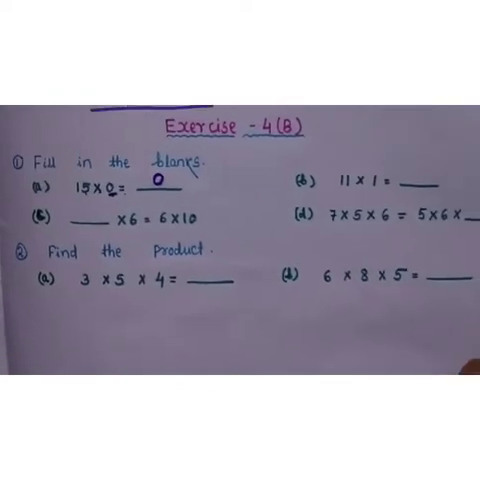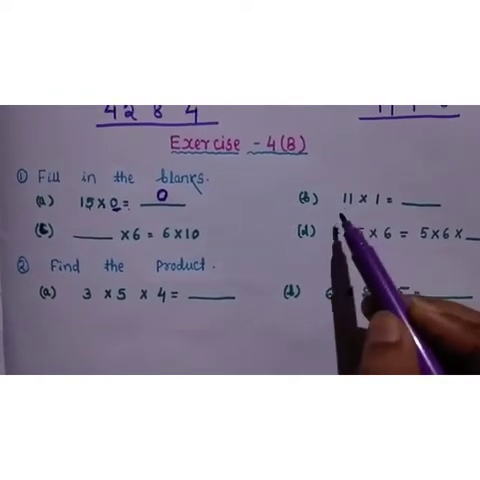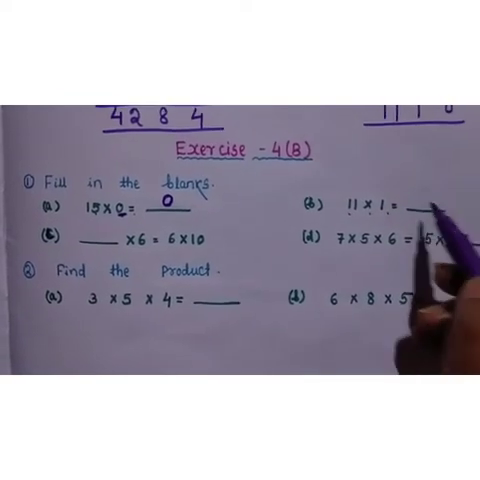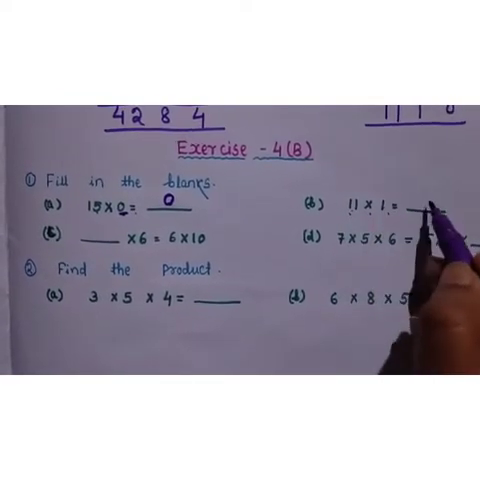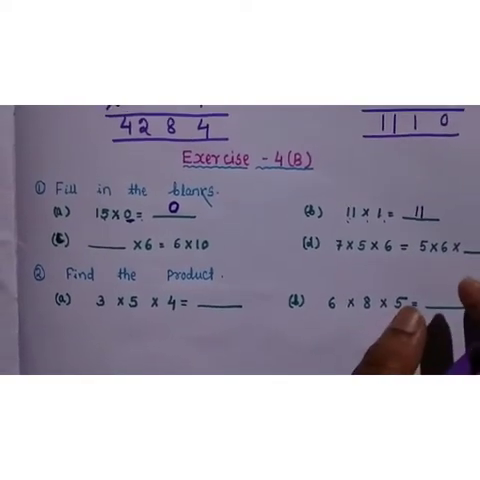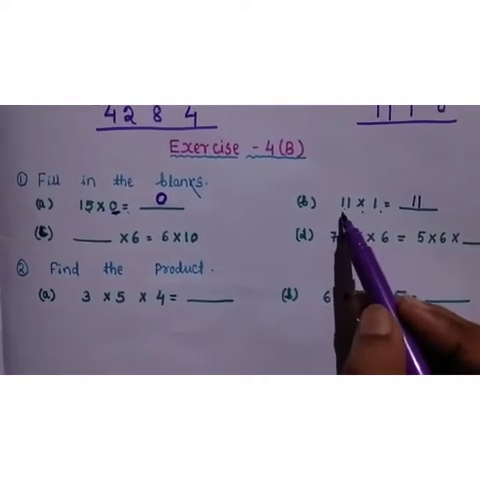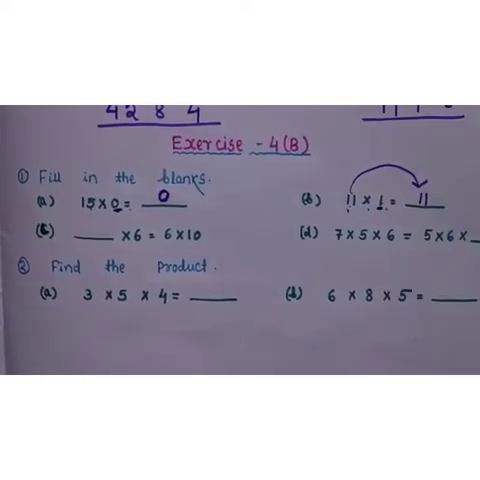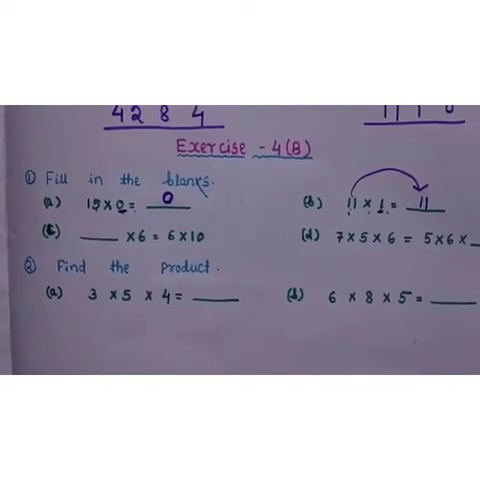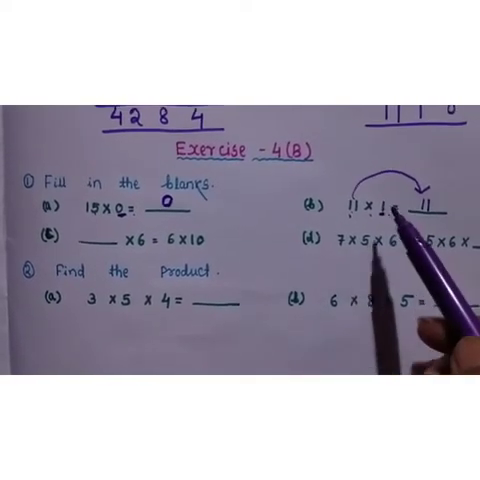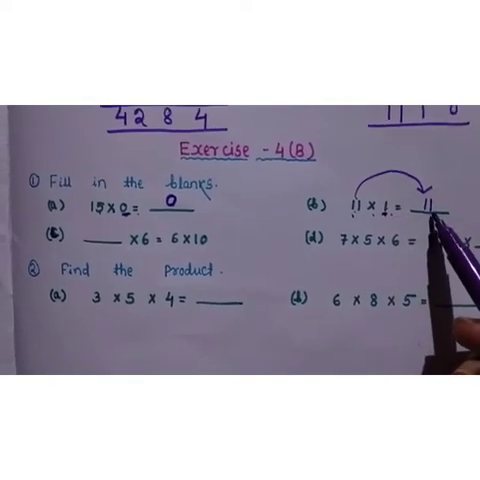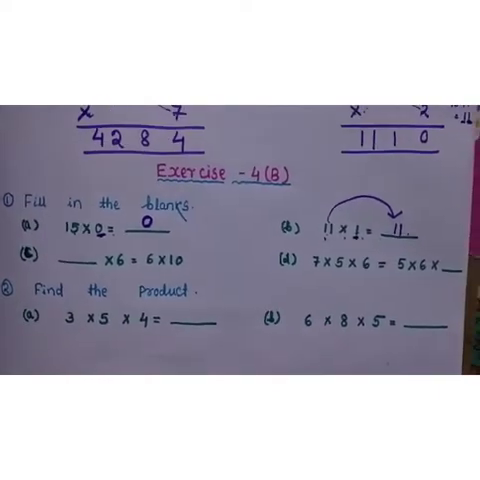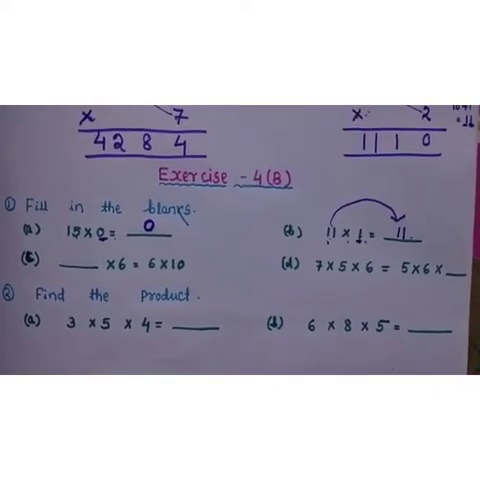Okay. Next, see the B number, what is given here. 11 into 1 equal to how much? 11 ones are how much? 11 ones are 11. Because you know, when we multiply a number by 1, we get the same number. Or otherwise you can say, when a number is multiplied by 1, we get the number itself. Understood? Means the product is the number itself.